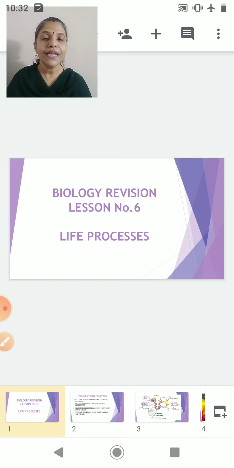Now kidney is the excretory organ in case of human beings, and the excretory product in case of human beings is urea. Now urea is thrown out of the body in the form of urine.